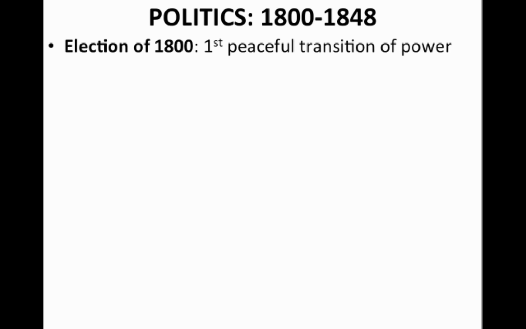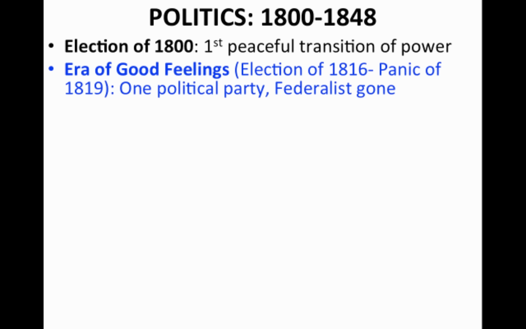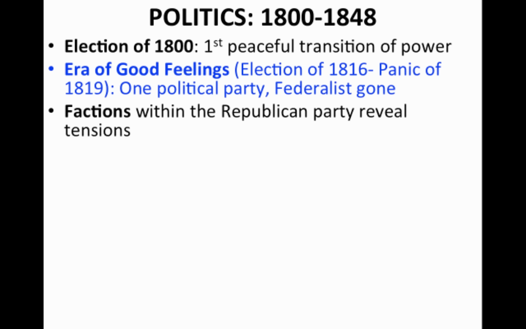Of course, you have the election of 1800, the first peaceful transition of power with the election of Jefferson, the era of good feelings. Kind of the election of Monroe is kind of seen as the start, and it kind of starts to fall apart after the Panic of 1819. One political party, Federalists are gone. Of course, not all good feelings, because there are factions within the Republican Party.